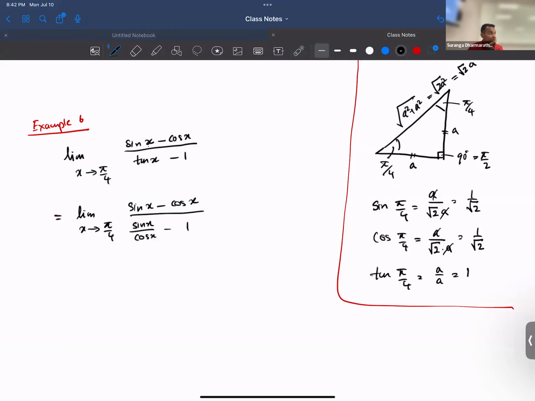Like I said, I don't know anything about these trigonometric identities. What I did at that time was to convert this to sine and cosine. And now I would solve it. Limit x goes to pi over 4. I leave this one, sine x minus cosine x, and I find the common denominator for the denominator. What is the common denominator for those two terms?